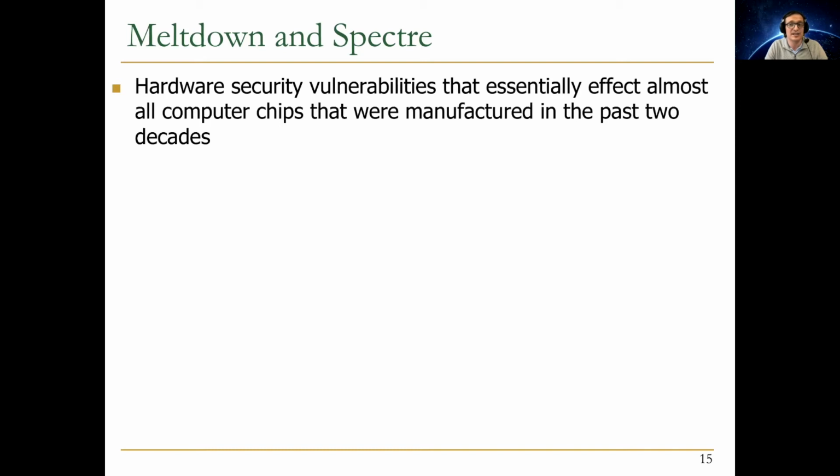Essentially, these are hardware security vulnerabilities that affect almost all computer chips that were manufactured in the past 2 decades. I should say high performance computer chips. Again, cutting edge computer chips. If a computer chip is not at the cutting edge, it can be low performance and it doesn't employ the things that lead to these issues. Now, you could argue that perhaps we should be reconsidering the design of computer chips that way. Yes, perhaps, but that comes at the expense of performance.